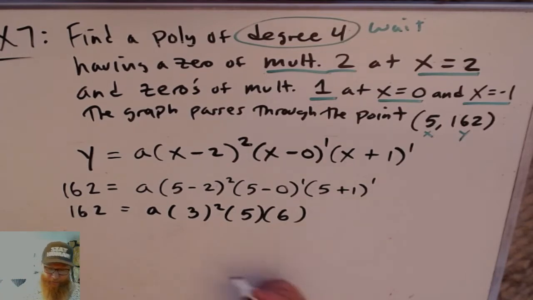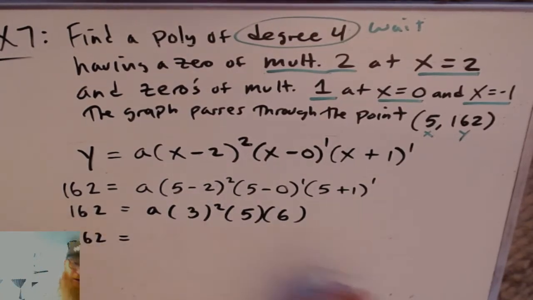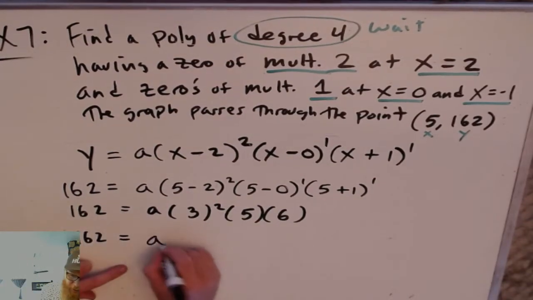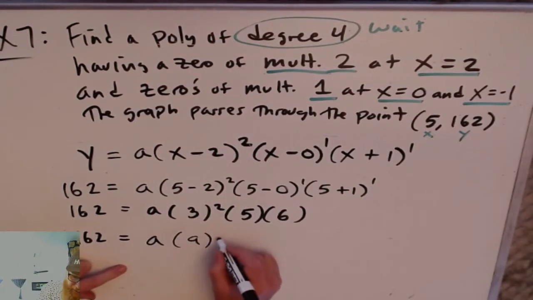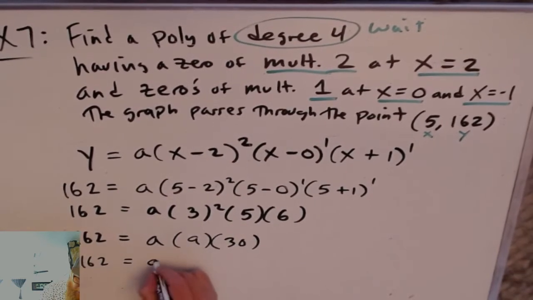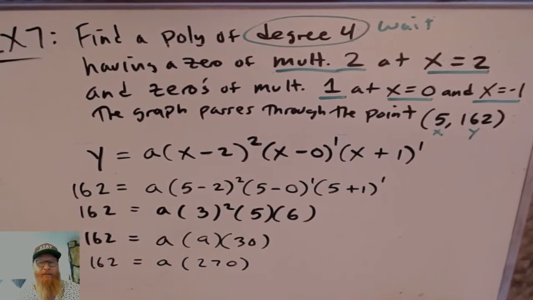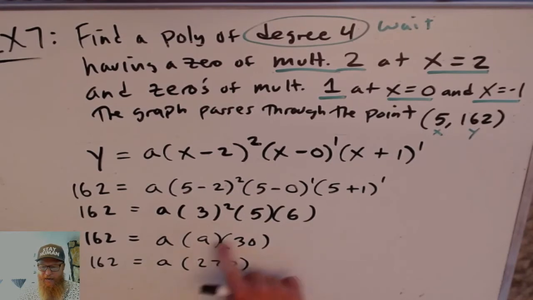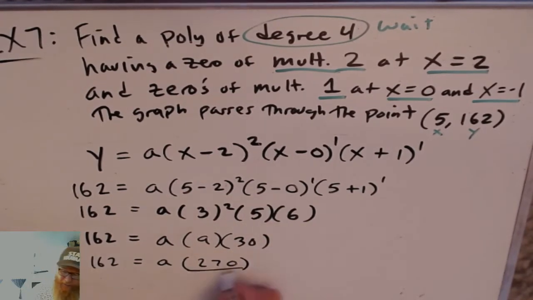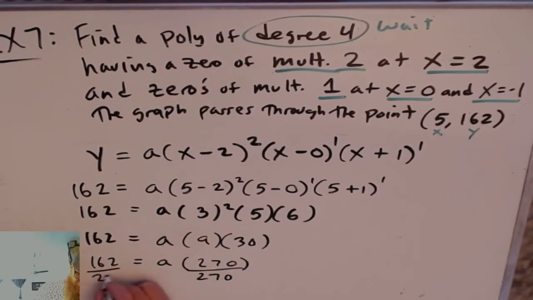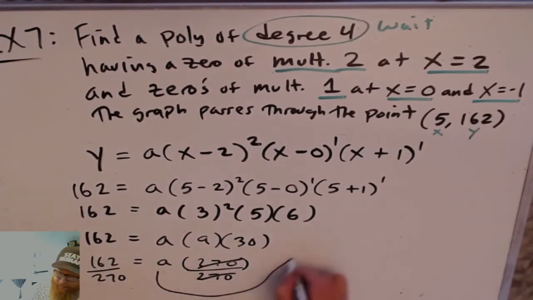All right, let's see what this comes out to be. 162. Oh, God, is it going to come out to be 1? Let's see. I sure hope not. 9 times 30. Oh, good. That's going to be 270. Yeah, 3 squared is 9. 5 times 6 is 30. 9 times 30 is 270. Divide by 270.